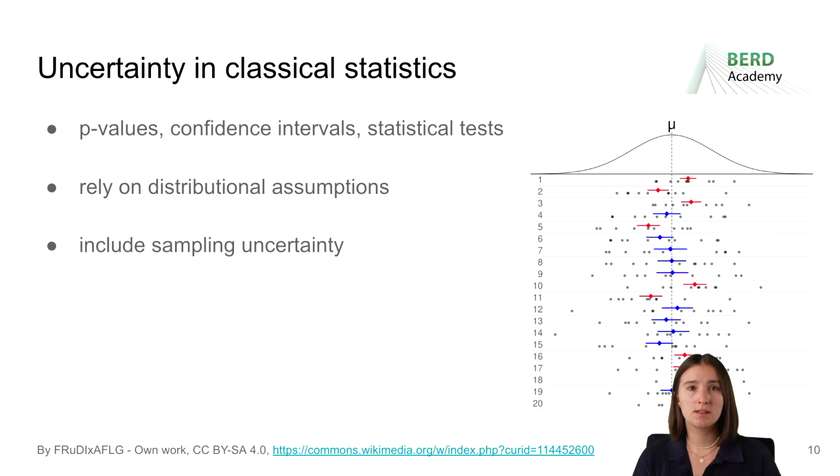In statistics, such measures or values rely on distributional assumptions, and they include the sampling uncertainty. However, the problem is that in machine learning, we don't necessarily have such distributional assumptions. So we will look at how we can quantify uncertainty in machine learning.